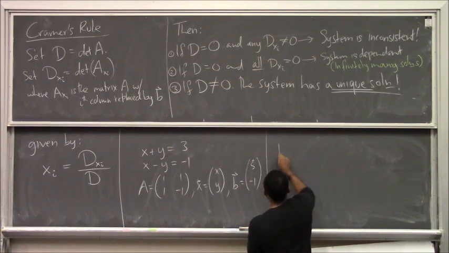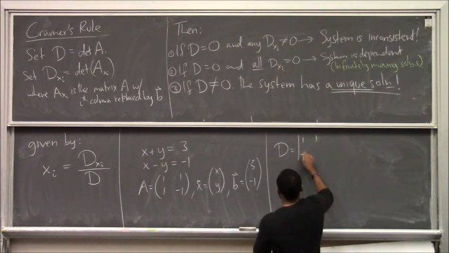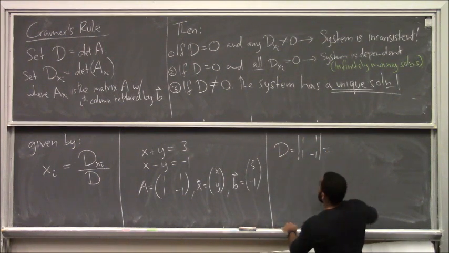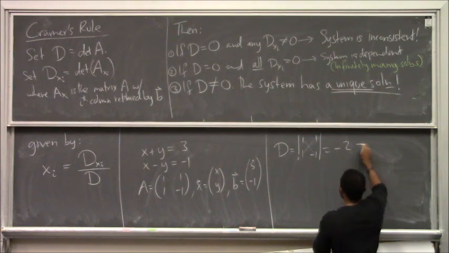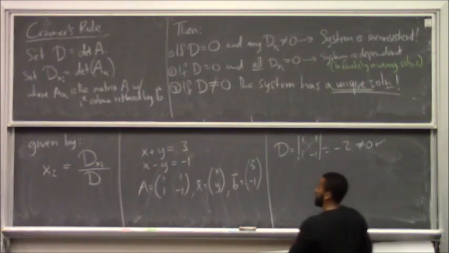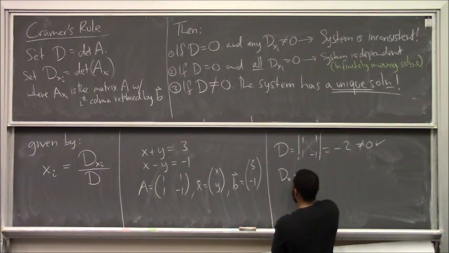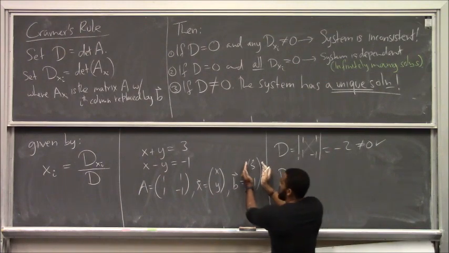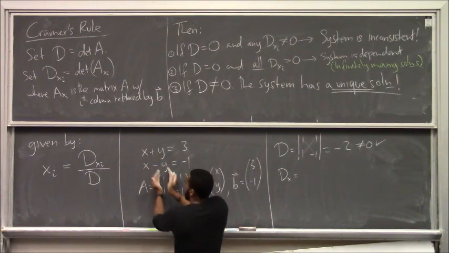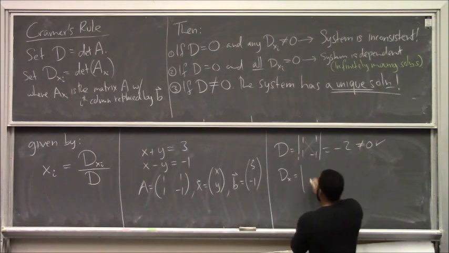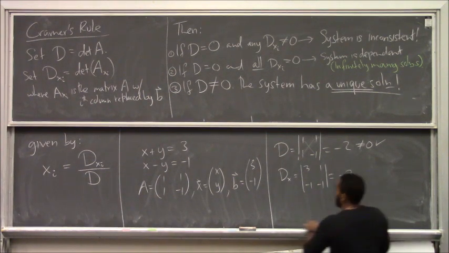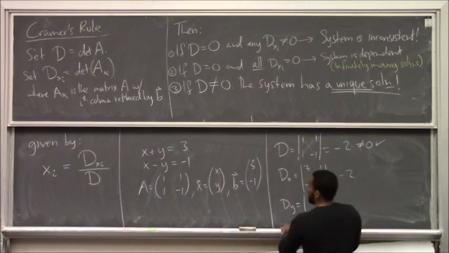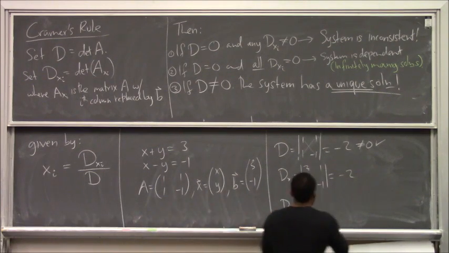What we can do is compute the D. This is just the determinant of this guy. For 2 by 2s, you cross multiply. So it's minus 1, minus 1, that's minus 2, which is not 0. So what I'm going to do is find D_x. I'm going to take the b and replace the x column, all the guys that were the coefficients of x. And I would have 3, minus 1, 1, minus 1. Find the determinant of that, minus 3 plus 1. If I were to find a D_y, it means I take this, replace the second column.